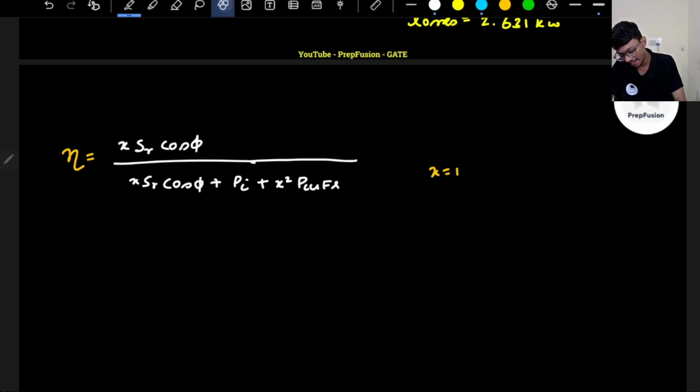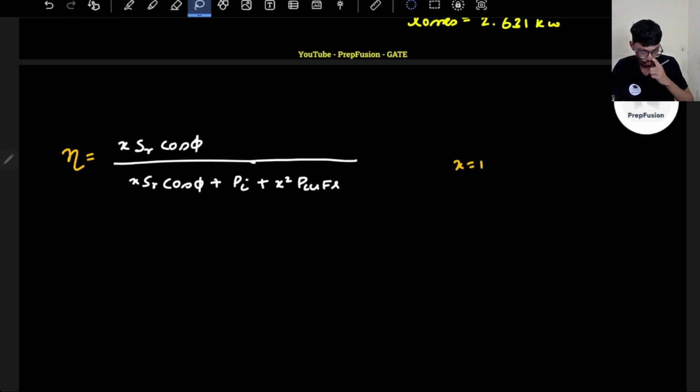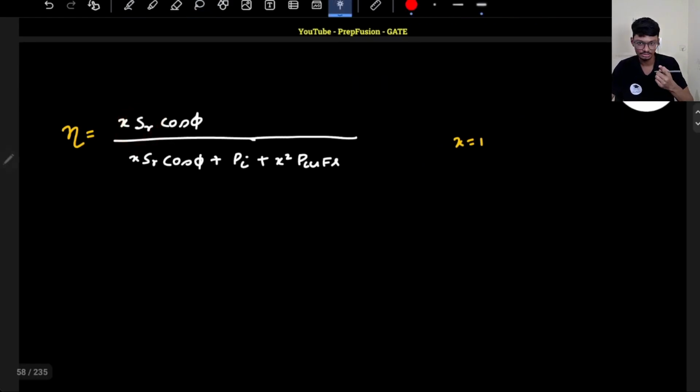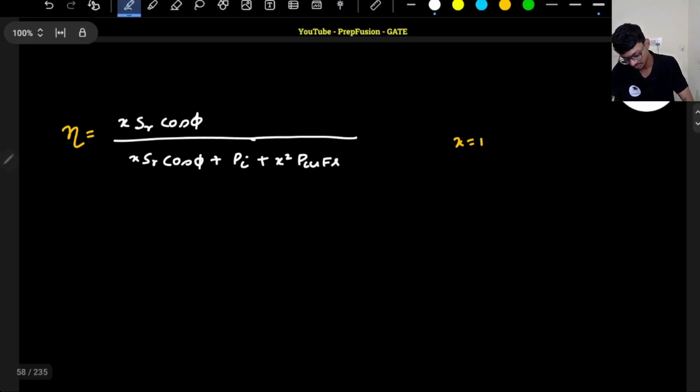In the previous lecture I told you intuitively that the resistance will decrease, that's why the copper loss will decrease. So losses will decrease basically. Another way you can understand is that as the kV rating is increasing, the efficiency will improve. So I know that x is 1. If x is 1, this value will come out to be SR dash. I will explain why SR dash. Cos phi is also 1, unity power factor.